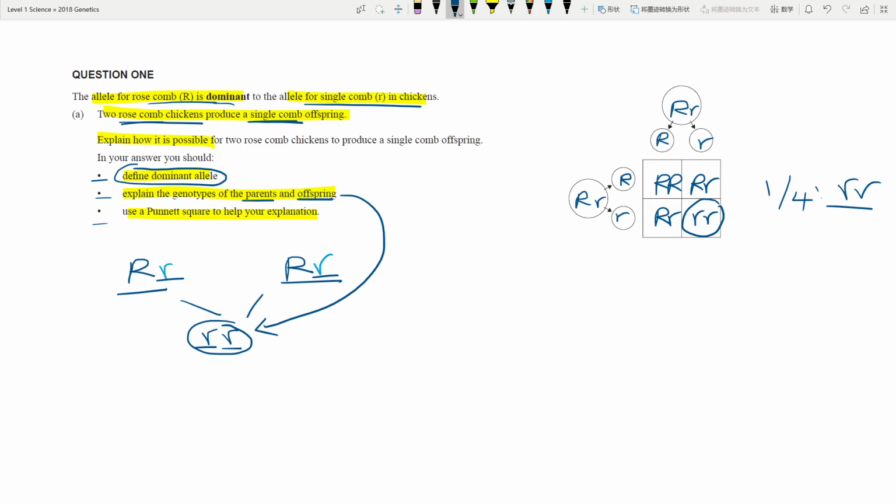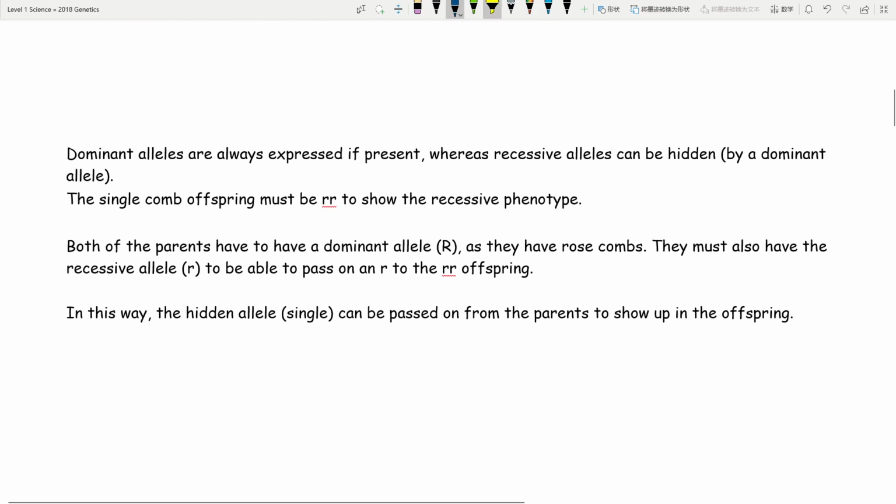So how is that possible? That means both parents must have a small r each. We figure out they have a small r each, and they both display the rose comb, so they must have the dominant trait, which overshadows or masks the recessive trait. Then we use a Punnett square to help with the explanation, which is what we've done already. So we can quickly have a look. Dominant alleles are always expressed, whereas recessive alleles are hidden, not expressed, as long as there is a dominant allele. So the single comb offspring must be small r small r, because it has a recessive trait phenotype.